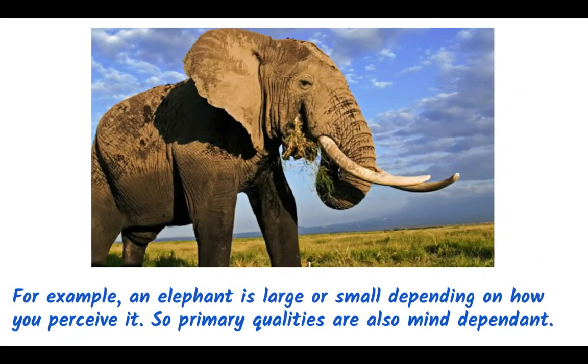So, for example, an elephant is large or small depending on how you perceive it. If you're standing right next to the elephant, it will seem very large. If you put the elephant next to a blue whale, maybe less so. Or if you're looking at it from quite a distance away, it seems to be quite a small animal. So primary qualities, according to Berkeley, are mind dependent.